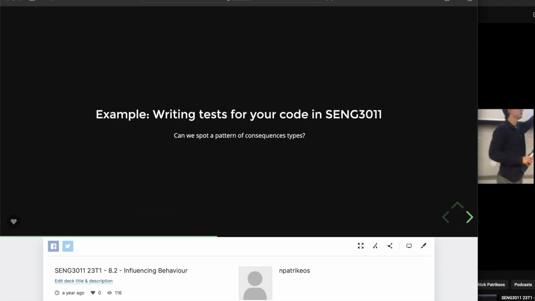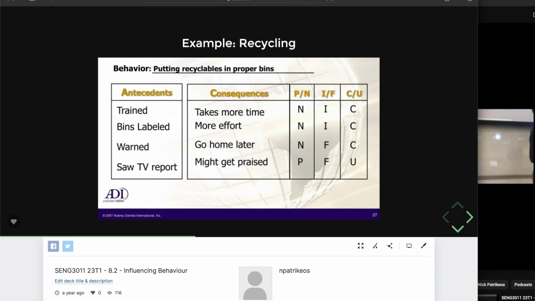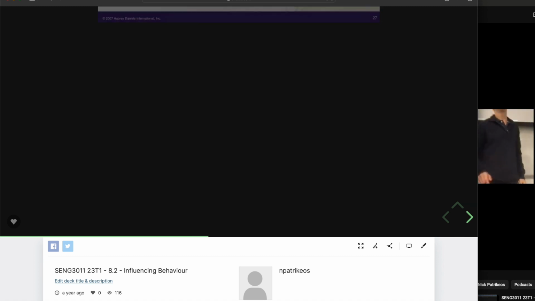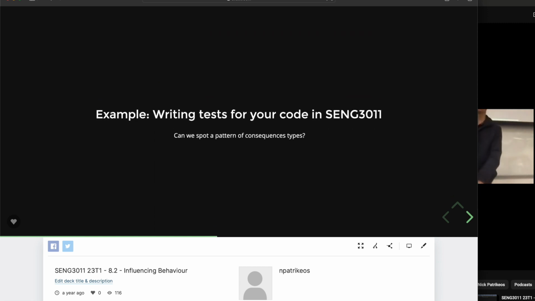Saw a TV report. Okay, the consequence: I might get praised. It's positive, it's some point in the future, and then it's uncertain. Like, you might get praised, you might not. So we can see that putting the recyclables in the correct bins is not super reinforcing, right? Just from looking at this pattern. Here's another example. Let's brainstorm stuff.